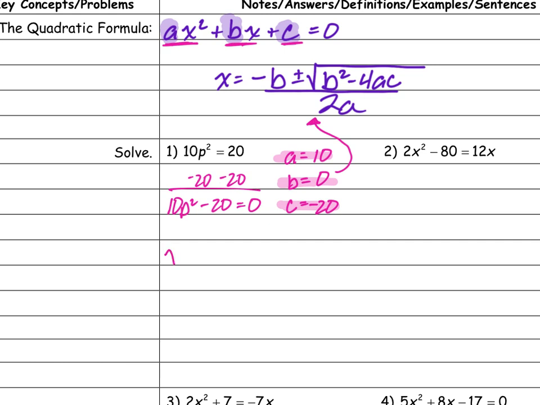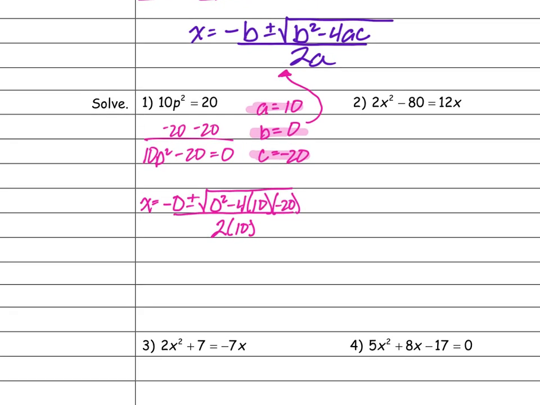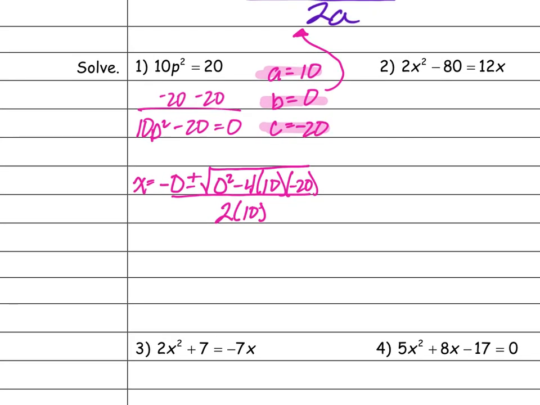So I've got x equals minus 0, because it says minus b, right? Plus or minus the square root of b squared, so that's 0 squared, minus 4 times a, which is 10, times c, which is negative 20, all divided by 2 times a. Well, a is 10. Are we okay so far? Oh, I should put another parenthesis there. Yeah? Questions so far? Anybody online? Okay. Probably should have given myself a little more room, but we'll struggle along here.